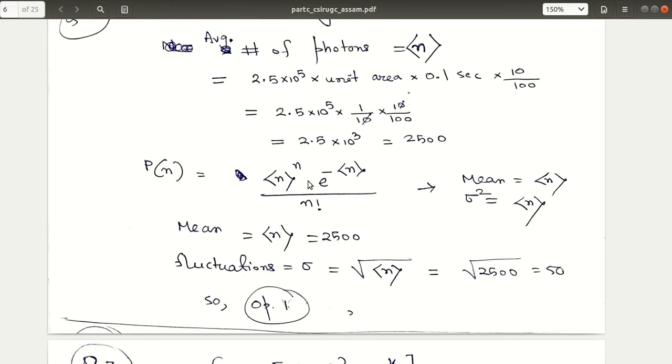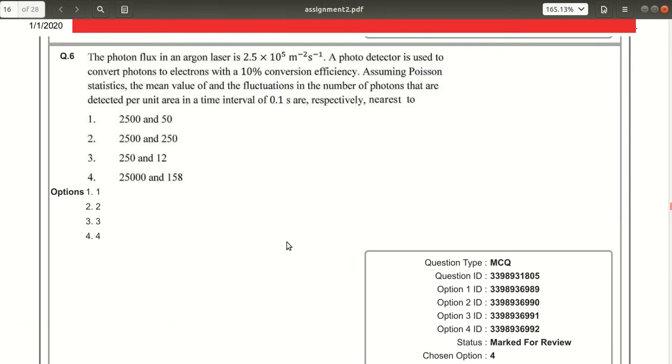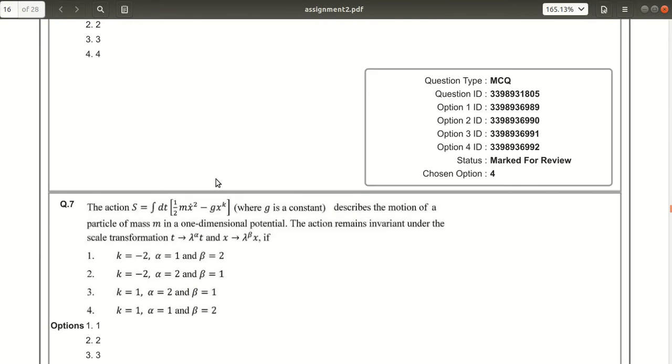And for a Poisson distribution, you know that the mean is the expectation of n, and sigma square is also the expectation of n. So the fluctuation sigma is the square root of expectation of n, which is 50, and the mean is expectation of n, which is 2500. So basically 2500 and 50 are the answers. So this is option 1.